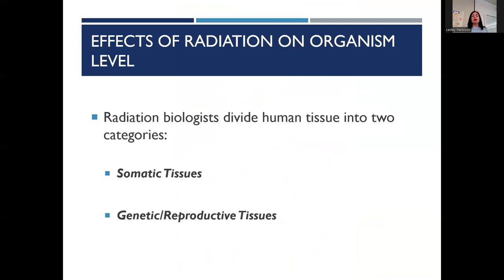So somatic effects are seen in a person who has been irradiated. No, I want to talk about the tissue. Basically, it's what I said. Somatic is arms and legs and head and things like that, and everything else that has to do with genetics or reproduction is the latter. So I guess that is all I need to say.